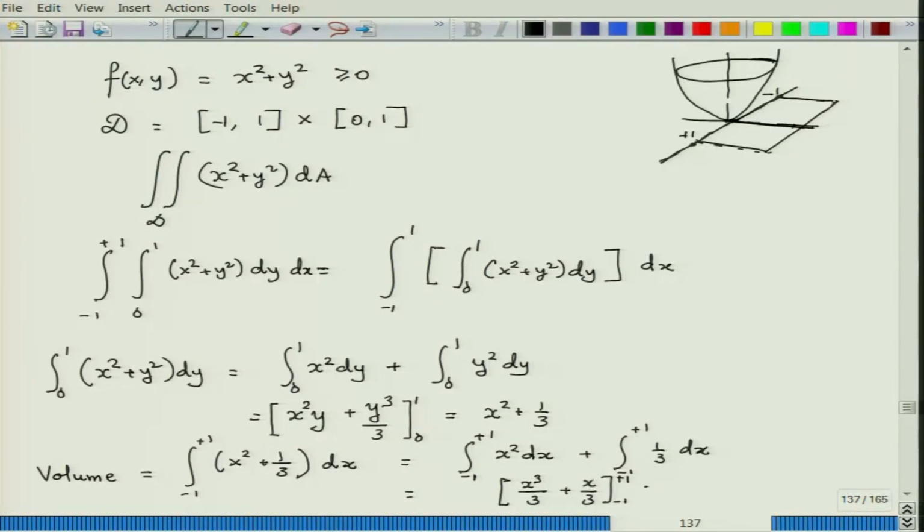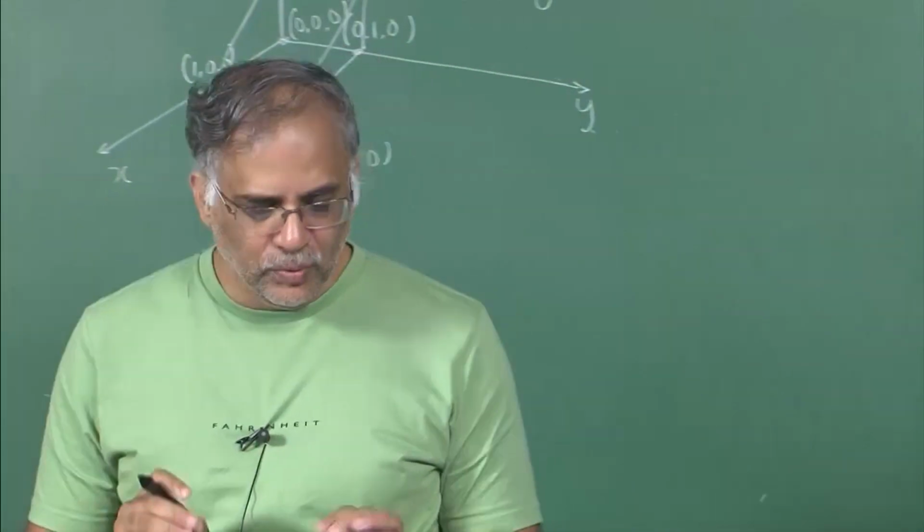Evaluated from -1 to +1. So, if I put 1, I will get 1/3 plus 1/3, it is 2/3. If I put -1, I will get x cube as -1 over 3, minus 1/3, so -1/3 minus 1/3, that is -2/3. So, 2/3 minus -2/3, so 2/3 plus 2/3. So, it will become 4/3. So, volume is 4/3 into whatever unit, centimeter, meter, whatever be the units. Units I am not writing, volume is 4/3.